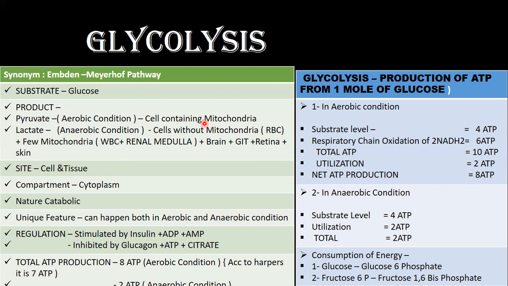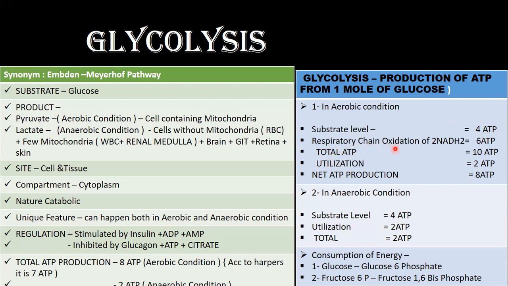Then we see how glycolysis produces ATP from 1 mole of glucose. First, we see the aerobic condition. We see the substrate level reaction: when we go from 1,3-bisphosphoglycerate to 3-phosphoglycerate, the enzyme used is phosphoglycerate kinase. That is substrate level phosphorylation, and 4 ATP are produced.